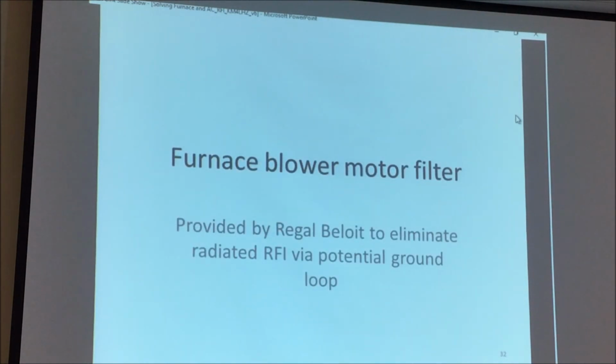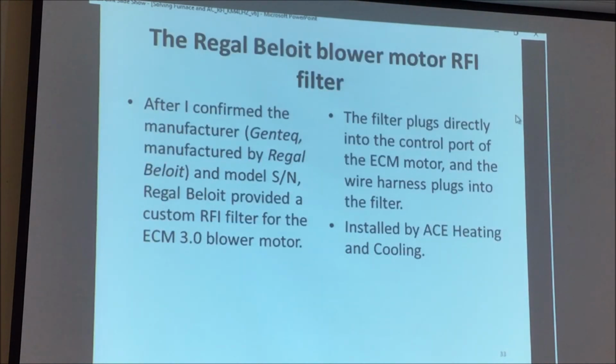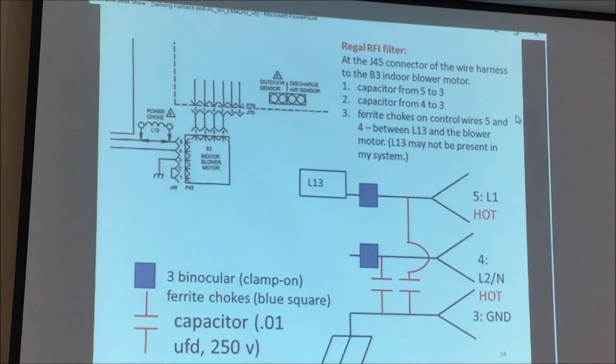So here's how the furnace blower problem was solved. After I confirmed it, they provided me with a custom RFI filter. I'm just going to go over this very, very quickly. It's a rather conventional design. There's a couple of caps from L1 to ground and L2 to ground, both are hot leads to the furnace compressor motor. And there's 3 binocular clamp-on ferrite chokes. Again, this will be online if anyone cares to study it.